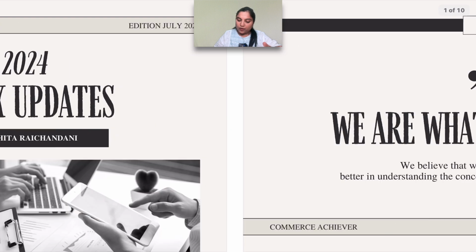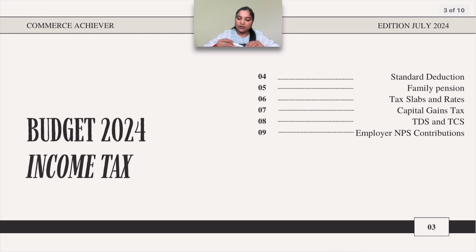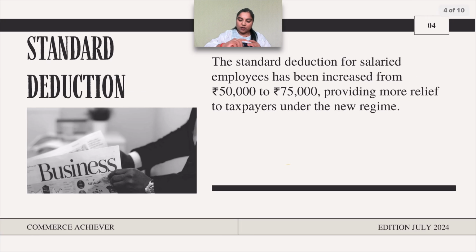Okay, so while going ahead with this Union Budget, I want to highlight what we are going to cover through this session. First we will discuss the standard deduction changes, the family pension, tax slab and tax rates, capital gain tax, TDS, TCS and employer NPS contribution. A few more changes have been introduced, like assessment and all, which we will cover with the practical aspects separately. Okay, so first we will discuss the standard deduction.